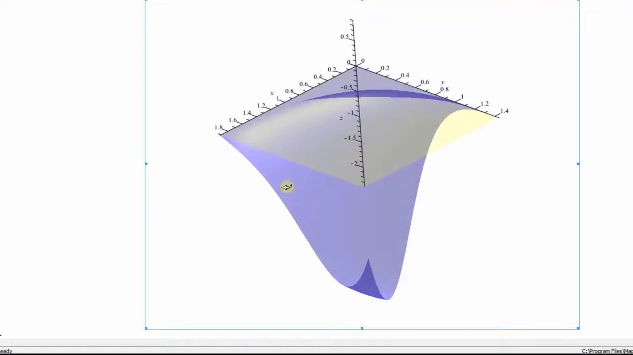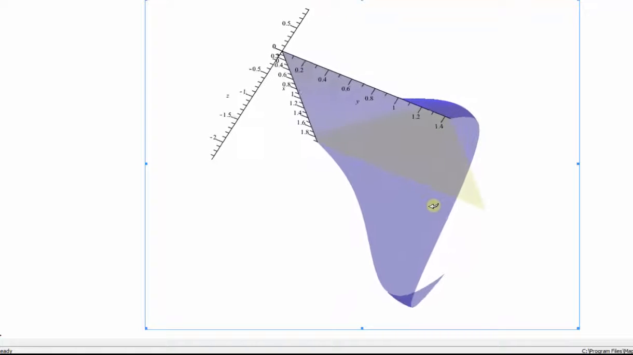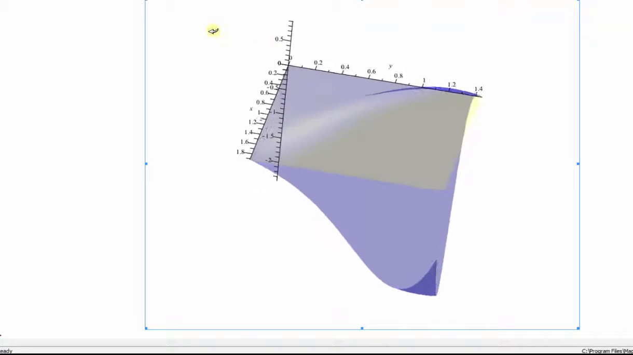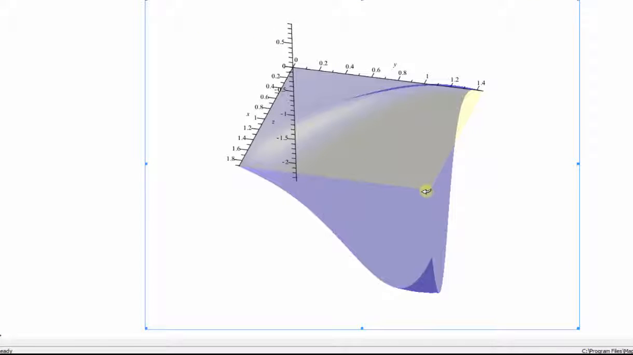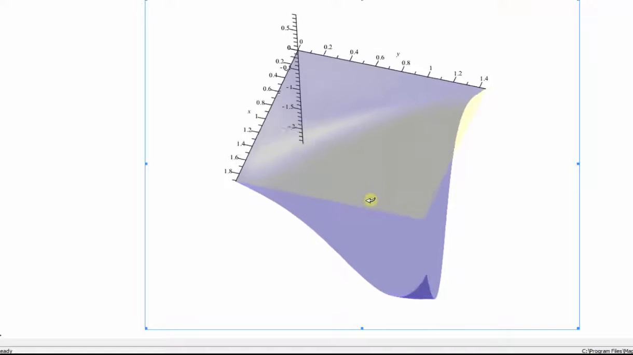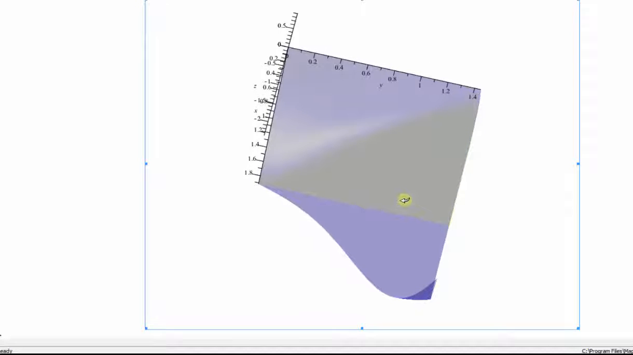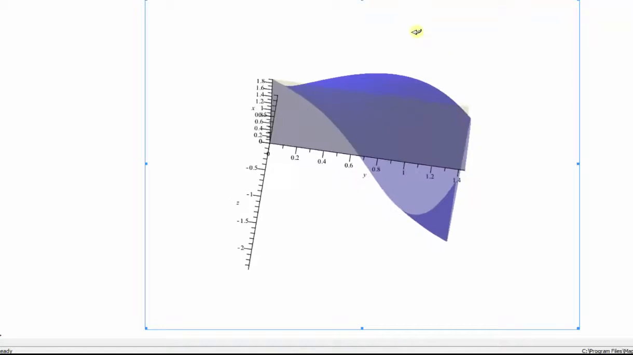Notice how the blue surface is above and below the xy plane over the region of integration, which means the double integral does not represent the volume bounded by the surface and the xy plane. We can still evaluate the double integral, but it does not represent volume.